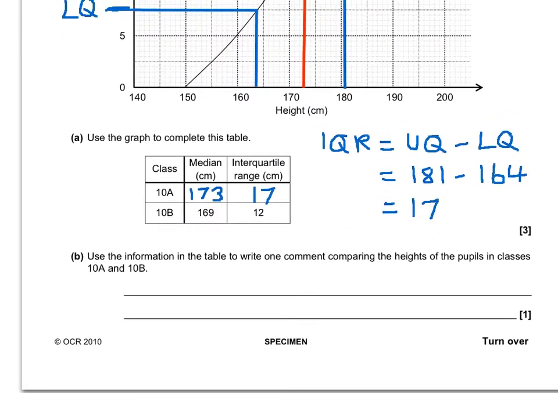Part B. Use the information in the table to write one comment comparing the heights of pupils in classes 10A and 10B. Now, this doesn't have to be anything special, this comment. You can say something as simple as, on average, 10A is taller than 10B because it's got a higher median. And that's exactly what I'm going to do. So, class 10A is taller on average.